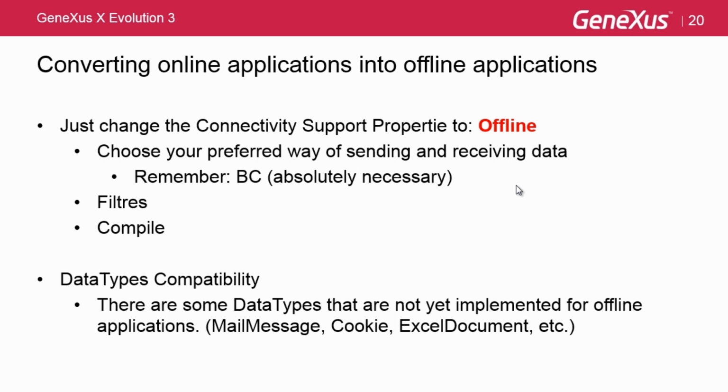As we mentioned before, what we must do is change the connectivity support property to offline. By default, this property is set to online. After changing it to offline, we will select the way in which we want the data to be sent and received. As we saw in previous screens, we have the options of automatic or manual, and whether it's by row or by table. We have to set up those options, and also remember that all changes we want sent to the server database must be done with business component.